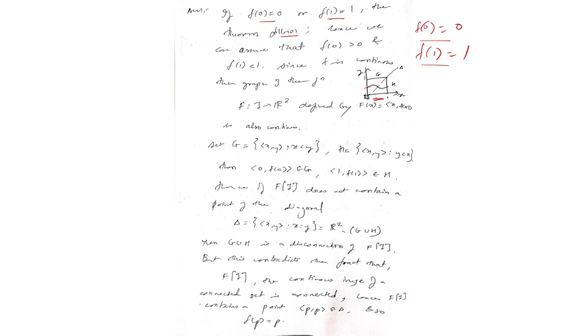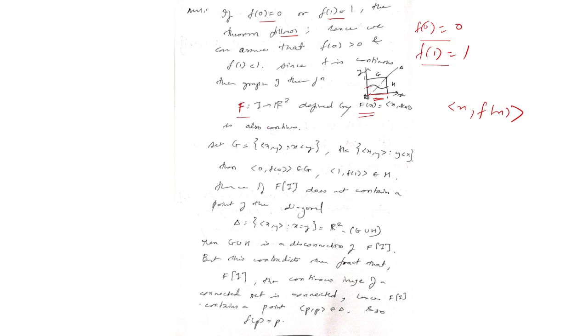Since f is continuous, for the graph of the function we can take this function as f from the closed interval I to the whole space R2, defined by f of x equals the tuple x comma f of x. So this function will also be continuous, right?